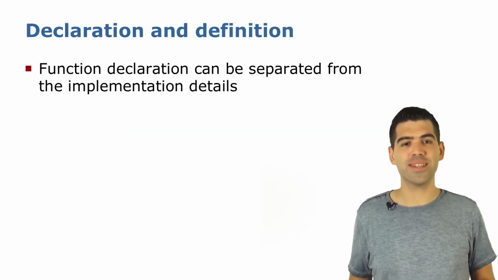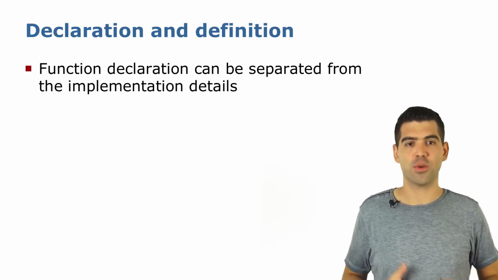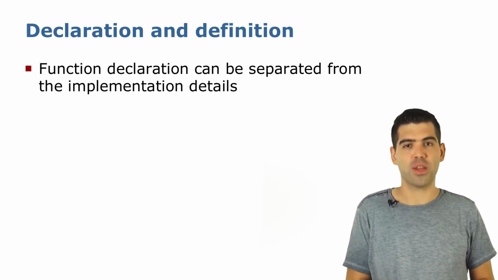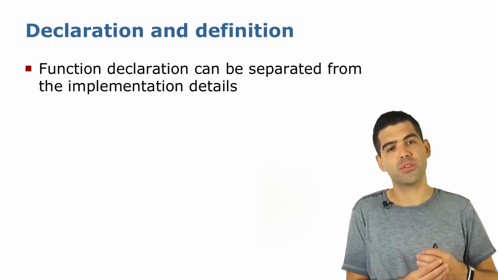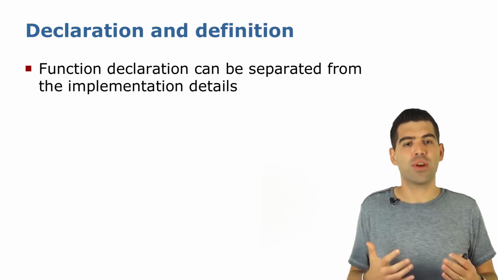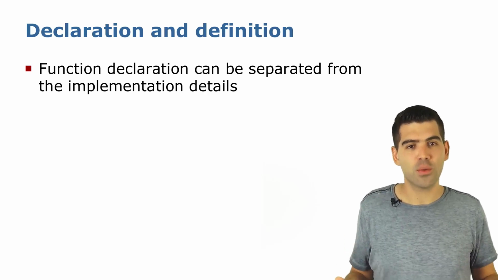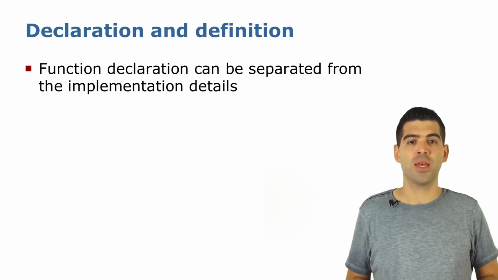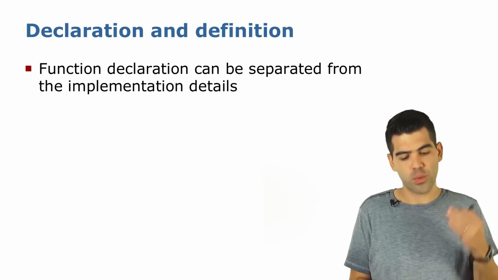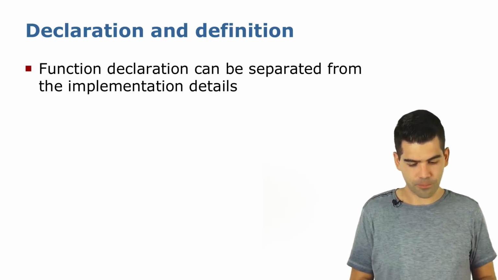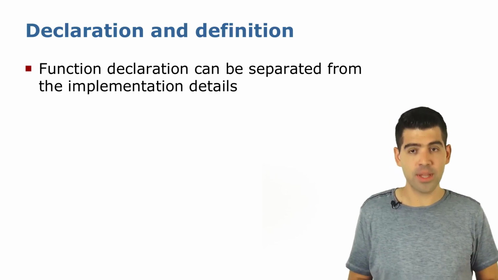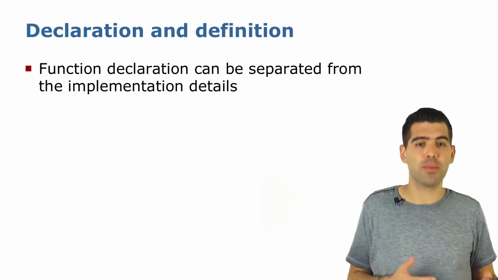So how can we start building our own libraries? To do that, we need to start talking about the declaration and definition of functions, and we're going to see functions in the next lecture. But for now, it's safe to assume that you all understand what a function is in a program. We are also going to extend this declaration and definition when we start seeing classes in the future. So a function declaration can be separated from its implementation detail.